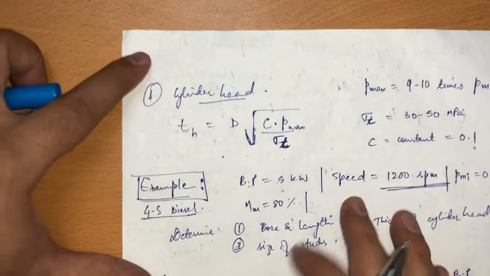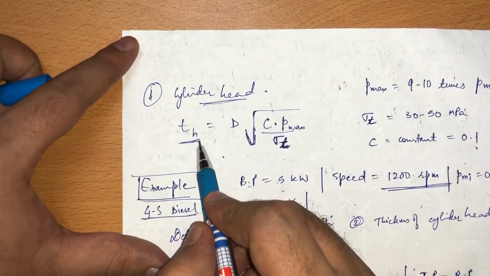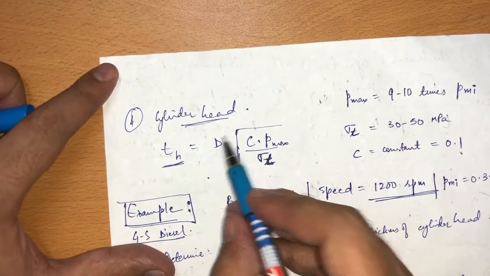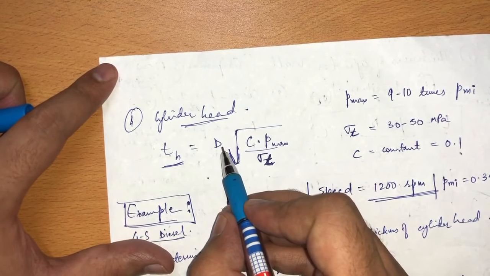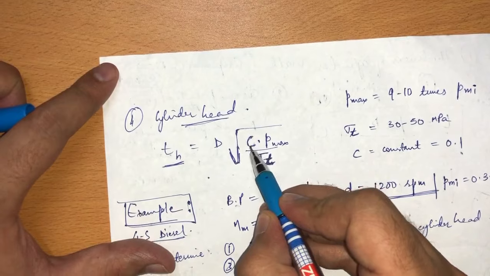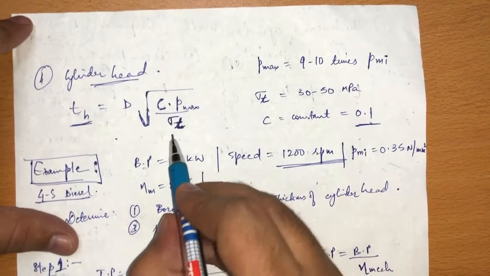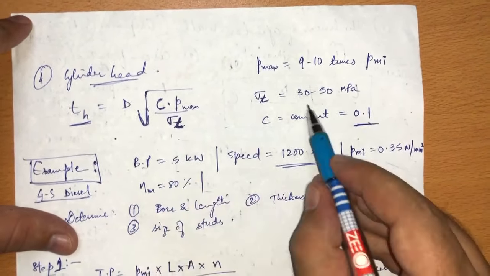Moving forward, in step number 4, we have to find the cylinder head thickness, which is denoted by TH, and it equates with a capital D, which is already discussed ahead, capital C, which is a constant and the value is taken as 0.1, and sigma t is in the range of 30 to 50. Whenever such a range is given, we will always go for the mean value and take it as 40 megapascal.